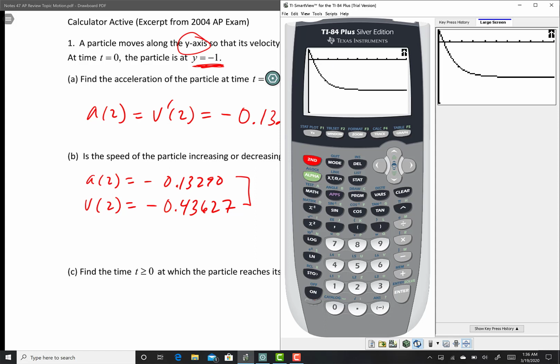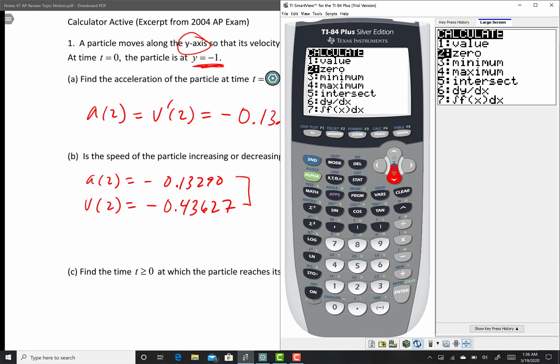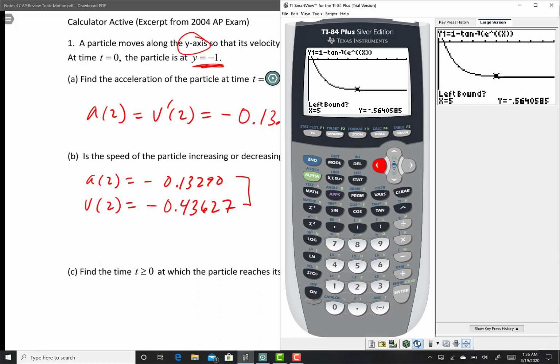So I'm going to go second, calculate, and I'm going to put 0. And then it's going to say left bound. What do you want me to search? I want you to search between, and you can probably type in 0 if you want, but I'm going to just move the cursor there. So I want you to search between there, left bound, and right bound. Push enter. And it's going to tell you. Remember, this is velocity. If I'm above the x-axis, the particle is moving up. And after this value, 0.443, you're moving down forever and ever after that time value.